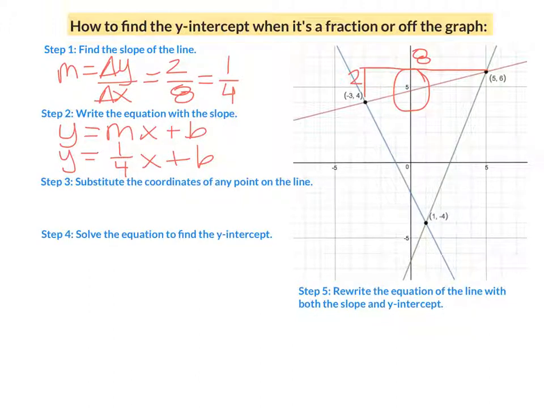Next, I know that any point on my line will make the equation true, so I'm just going to pick one of my points and substitute in the x-coordinate and the y-coordinate. I think I'll use -3, 4. So my y-coordinate is 4, and my x-coordinate is -3. My equation will be 4 equals 1/4 times -3 plus b.